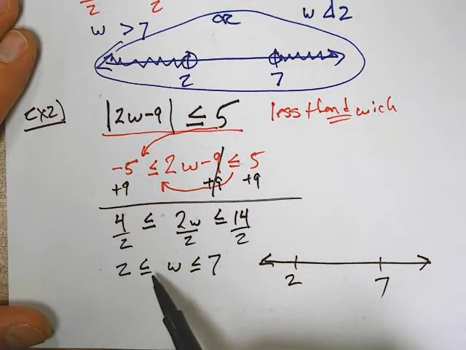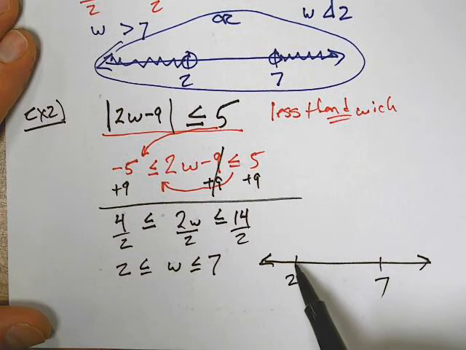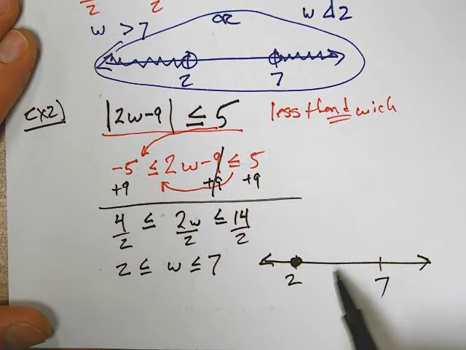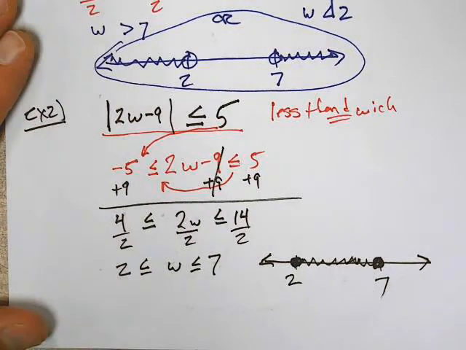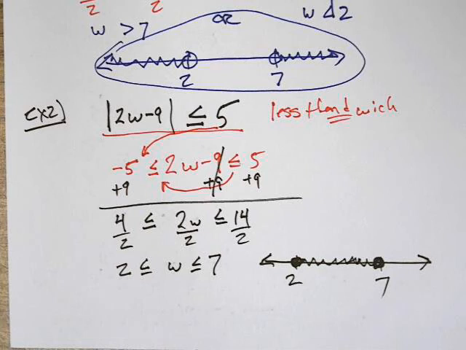I want all w's, or all numbers that are greater than or equal to 2, so it can be filled in on a 2. But also less than or equal to 7, so filled in on 7 and going like that. And there's my sandwich between 2 and 7. That's how absolute value inequalities work.